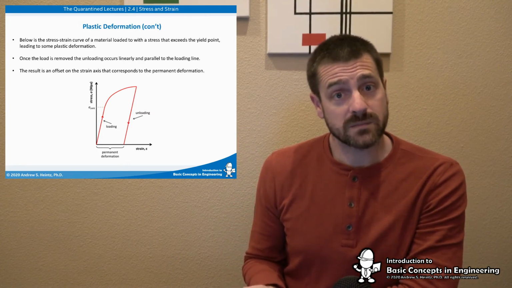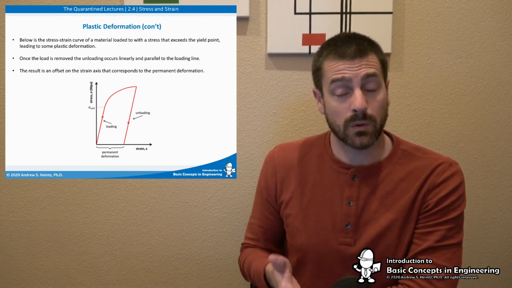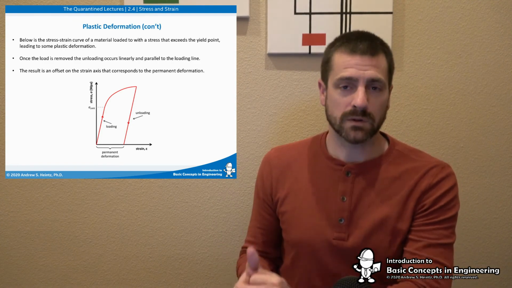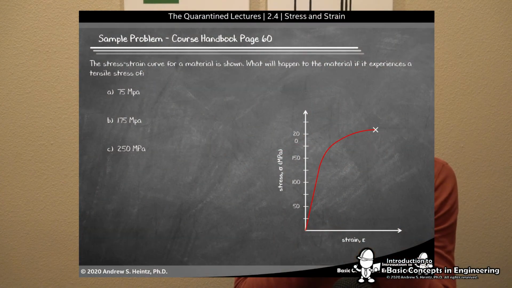What would our tolerances be? That's how we would use this as an engineer. What would our tolerance be for deformation? Can we tolerate any deformation? That's where we would use these curves to help figure this out. So, very simply, let's go to a sample problem on course handbook page 60. What you see on that page is a stress-strain curve for a material. What will happen to a material if it experiences a tensile stress of 75 megapascals, 175 megapascals, or 250 megapascals?